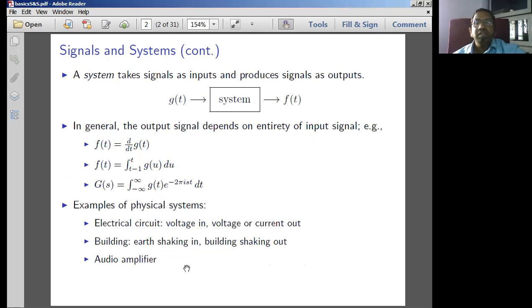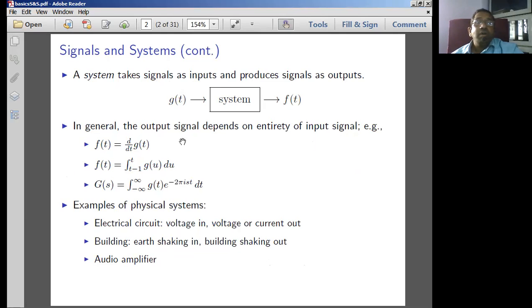Similarly, we discussed a system. What is basically a system? A system is always going to take some signals as the input and produce some output in terms of signals. So a system takes signals as inputs and produces signals as outputs, where g of t is the input signal, f of t is the output signal, and the system processes g of t to produce the output signal f of t.